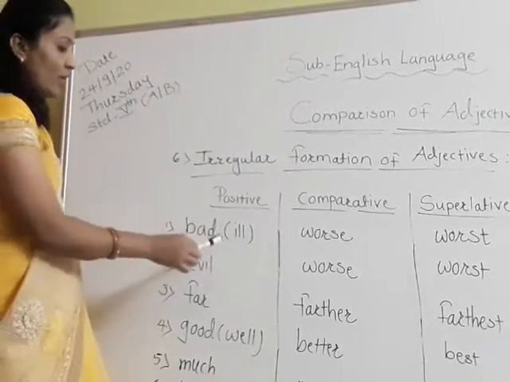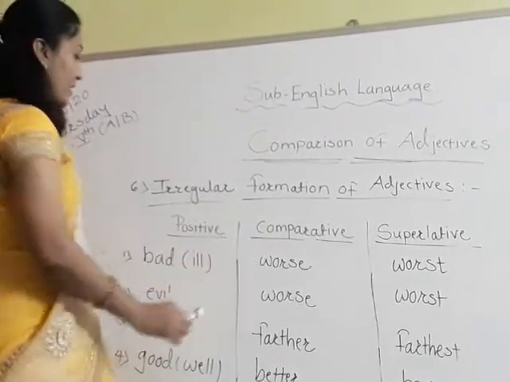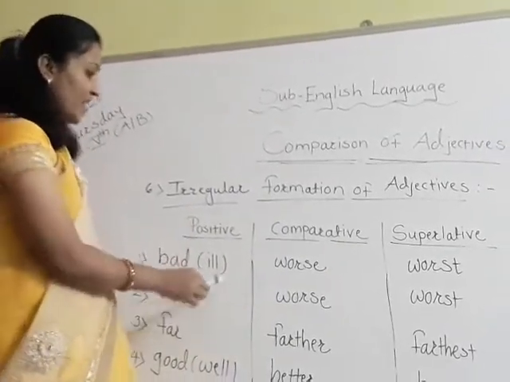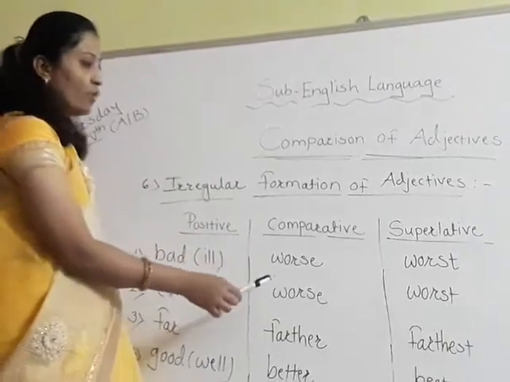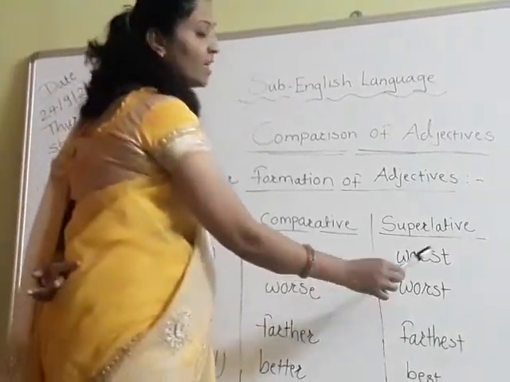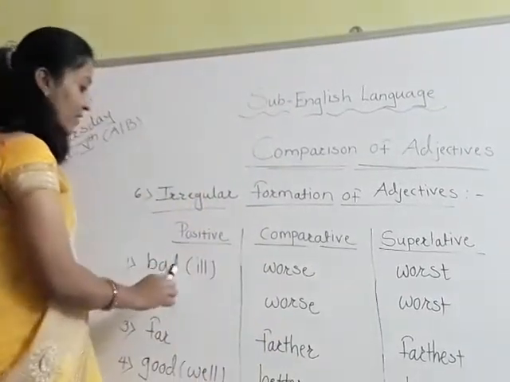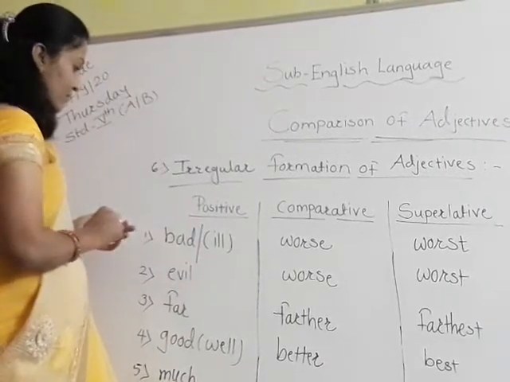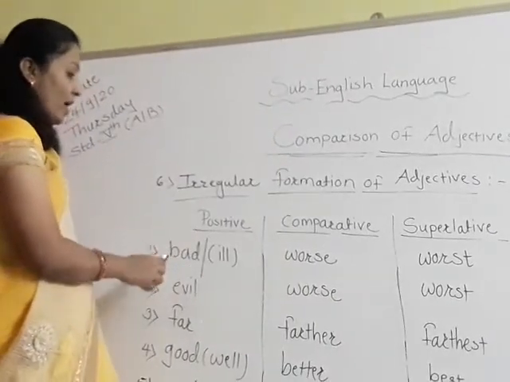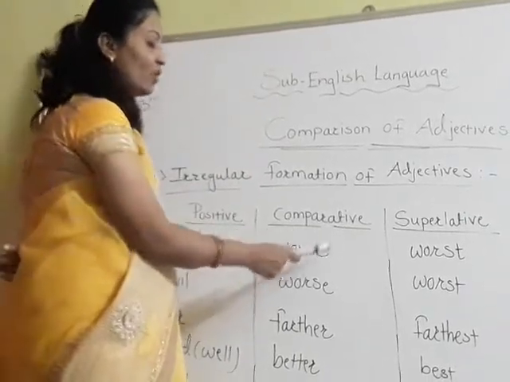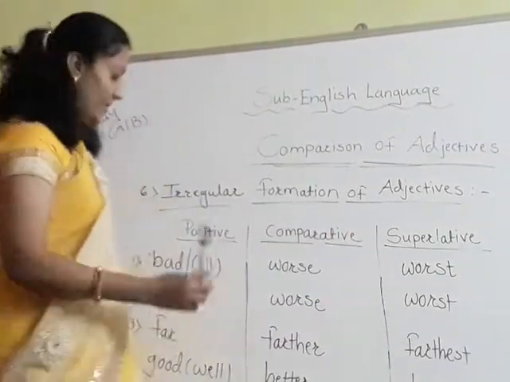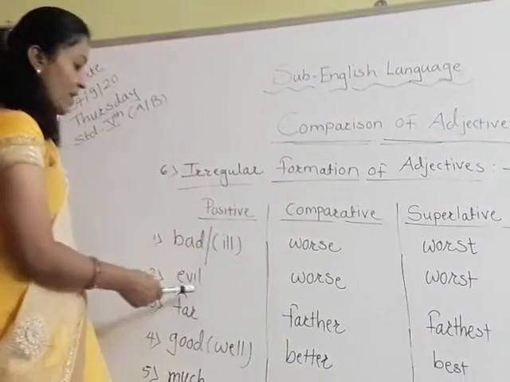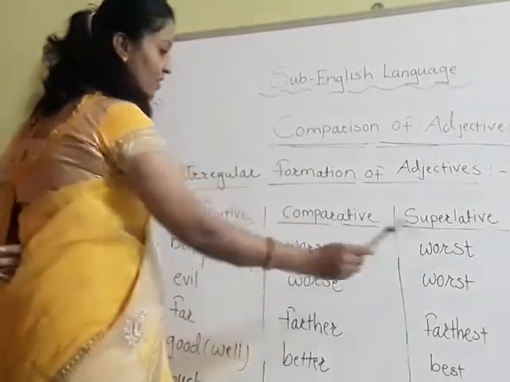It is bad or ill, and in comparative degree, we are not adding er or est to that word. Instead of that, it becomes worse in comparative degree, and in superlative degree it becomes worst. Bad or ill, when both of these two words come in positive degree, you have to form worse in comparative and worst in superlative degree. Then second one is evil. Okay, so same we have to use here worse and worst.